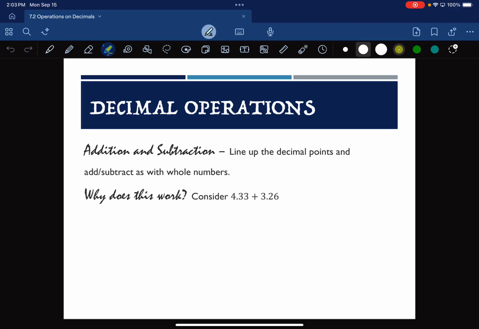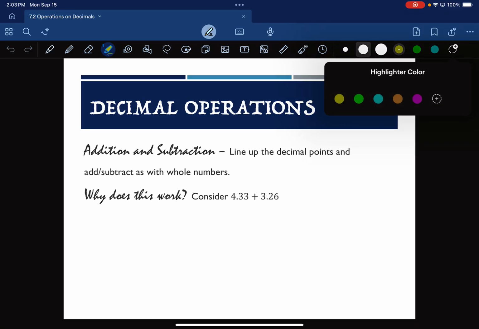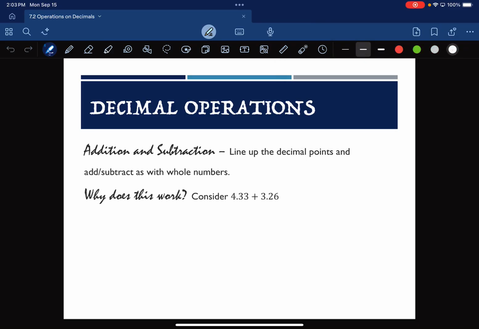So if we're going to line these up and add them the way this is describing, we're going to take our 4 and 33 hundredths, and we're going to take our 3 and 26 hundredths. We're lining up where the decimal point lies, and then we're going to add the way that we would have with whole numbers, which means starting on the right-hand side. So 3 plus 6 is 9. 3 plus 2 is 5, fantastic. The decimal point drops down, and then 4 plus 3 is 7. And it feels very natural. It doesn't feel like we've done anything super exciting, right?